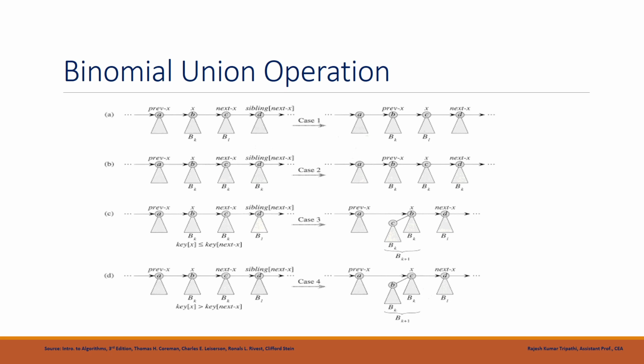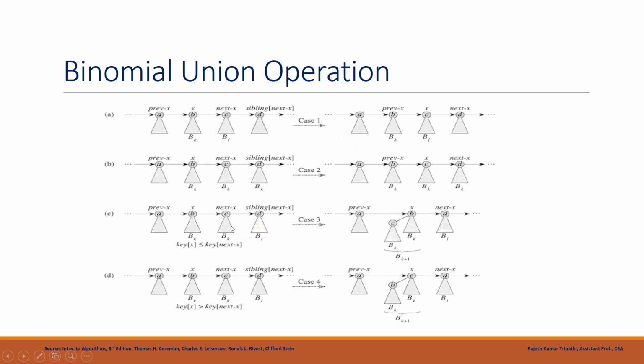So what will be the cases when we will link, when we will merge the two same order binomial trees, that is case number 3 and case number 4. So what will be the situation? Now very important situation. If the order of x and next x will be same but order of next to next x will not be same, here you can see this is of order k, this is of order k, both are same, x and next x, but order of next to next x or sibling of next x is different, then we will merge these two binomial trees in binomial heap.